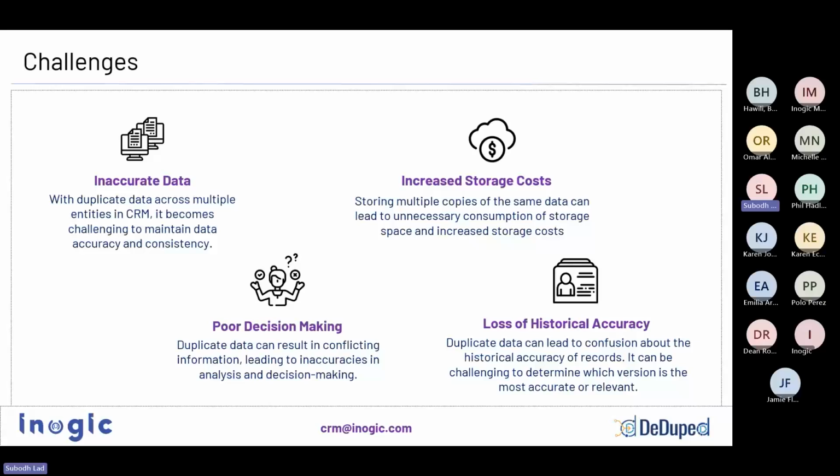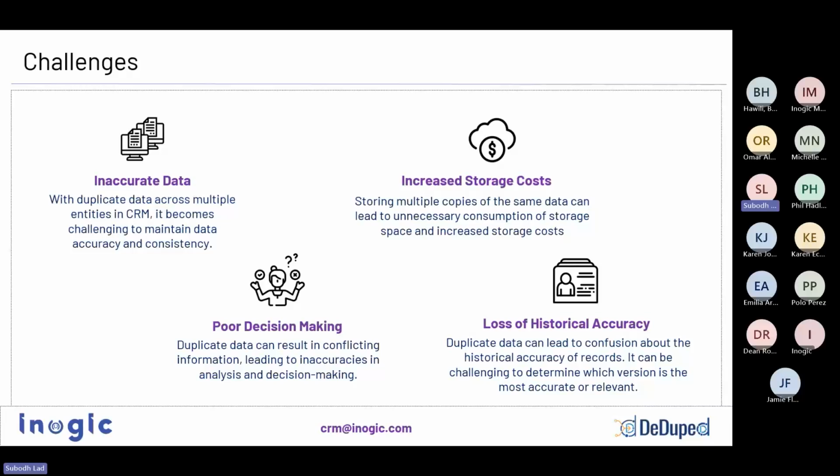Post that, we also have poor decision making. If you have inaccurate data in your CRM system, it can hamper your decision making ability, as incorrect data can show incorrect numbers. Suppose you want to have a sales projection, and you have some deals that are duplicates. These might show inflated numbers in your entire sales cycle, which can hamper your company's projection rate and growth.